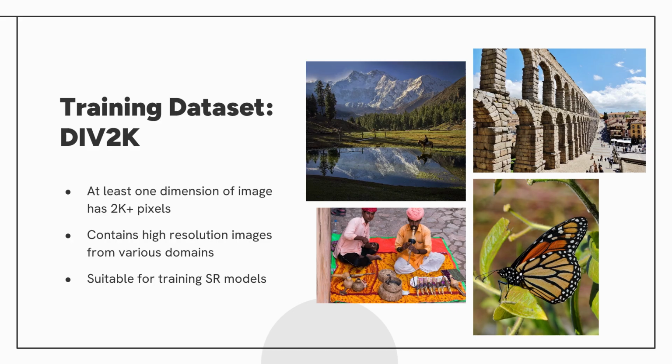For our experiments, we've utilized the diff2k dataset, which contains high-resolution images with at least one dimension exceeding 2000 pixels. This dataset provides diverse content across various domains, making it ideal for training robust super-resolution models.